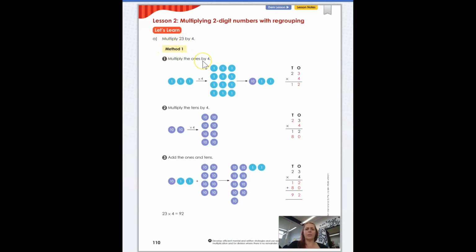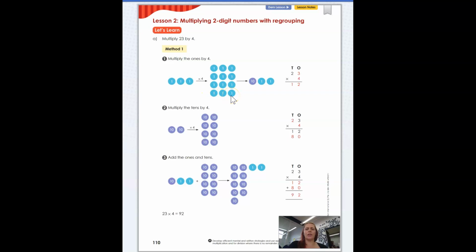We start with the ones. So we've got 4 times 3 ones. Here's our picture. 1, 2, 3, 3 ones, times 4 equals 4 sets of 3 ones. I hope you can understand that.